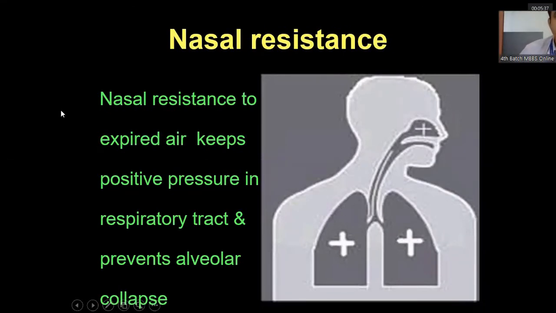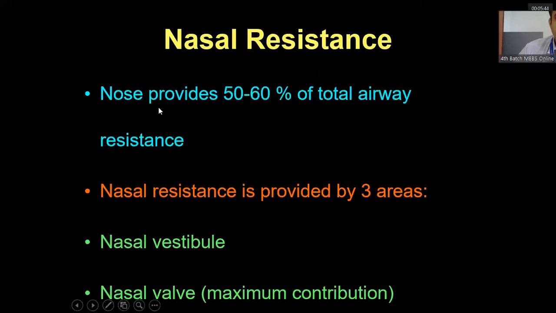Nasal resistance. Nasal resistance creates positive pressure in the respiratory tract during expiration and prevents alveolar collapse. The nose provides 50 to 60% of total airway resistance. Nasal resistance is provided by three areas: the nasal vestibule, the nasal valve, and the nasal turbinates.